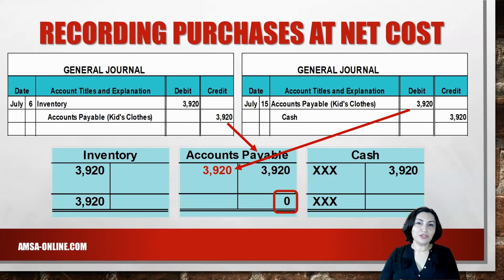Let's look at how these two transactions are recorded in the ledger accounts or T accounts. Inventory is an asset and is increased by debit. Cash is also an asset and is decreased by credit. Accounts payable is a liability account. It is increased by credit and decreased by debit. We increase it when we initially record the purchase and decrease when we pay off the vendor's invoice.